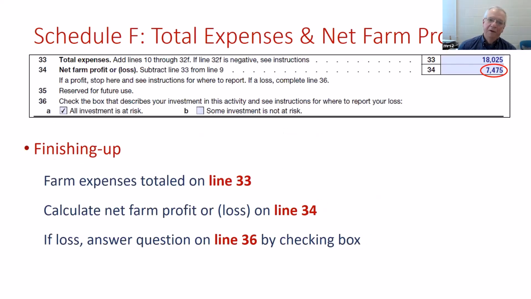Okay. Total expenses, we total those up on line 33, subtract it from line 9, and we end up with a net farm profit or loss on line 34. In this case, the net profit or loss is $7,475. And for the most part, because of the amount of activity you have involved with the farm, you're pretty much fully active in these operations, and you're putting property at risk of loss if you don't do well.